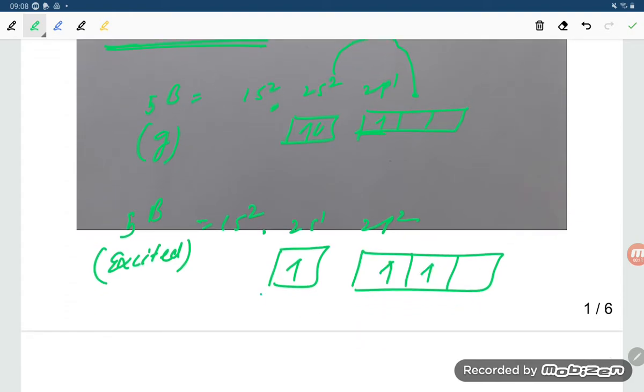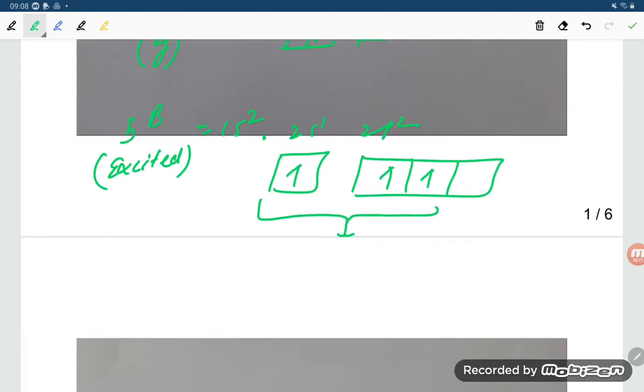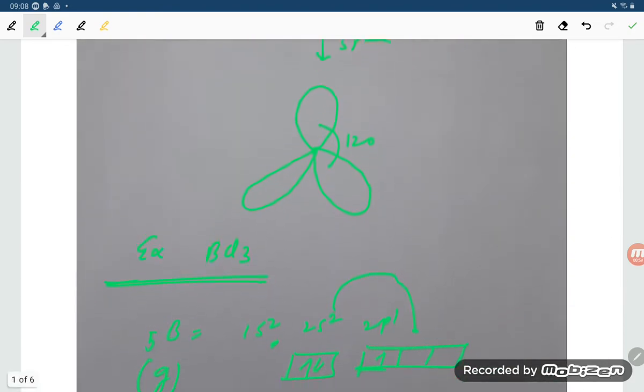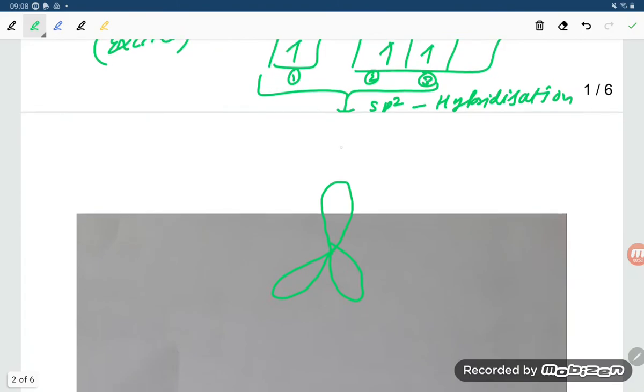Now for 3 bonds we have 3 unpaired electrons, right, students? With these 3 electrons, the 1s and 2p orbitals undergo sp2 hybridization. sp2 hybridization means 3 new orbitals will form, because 1, 2 and 3 are getting involved. So 3 new orbitals are forming, and the other atom we have is chlorine. Chlorine has a p orbital, so they will form like that.